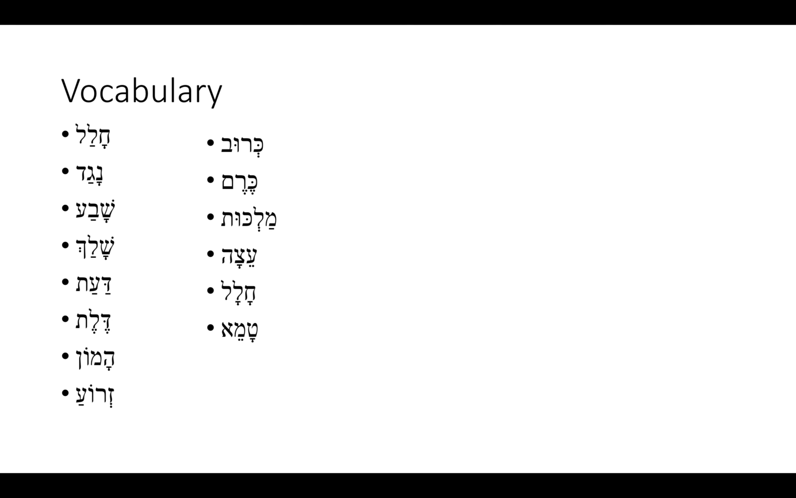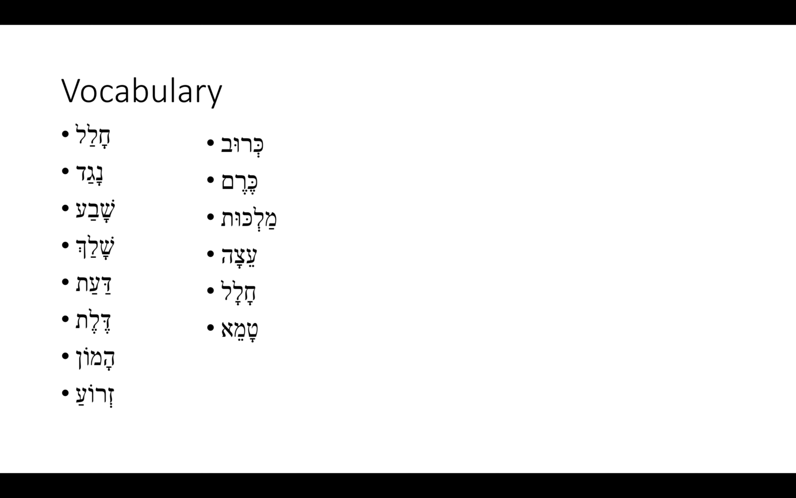And then vocabulary for chapter 30. Halal, in the Niphal, to be defiled, defile oneself. In the Piel, to profane or defile. In the Hiphil, to let something be profaned, begin. Nagad, Hiphil, to tell, to announce, report, declare, inform. Shava, in the Niphal, to swear, take an oath. In the Hiphil, to plead. Shalach, in the Hiphil, to send, to throw, to cast down.